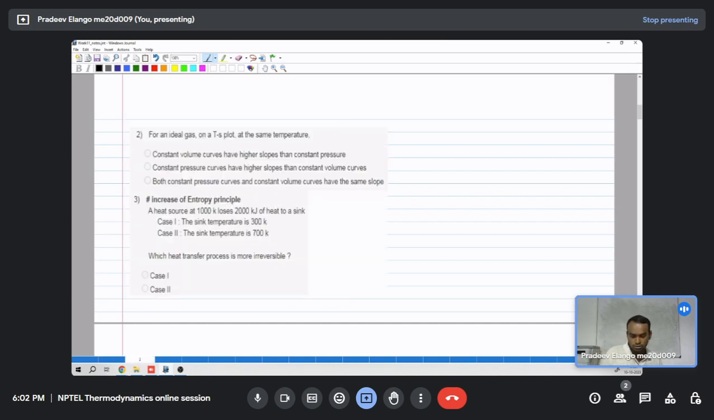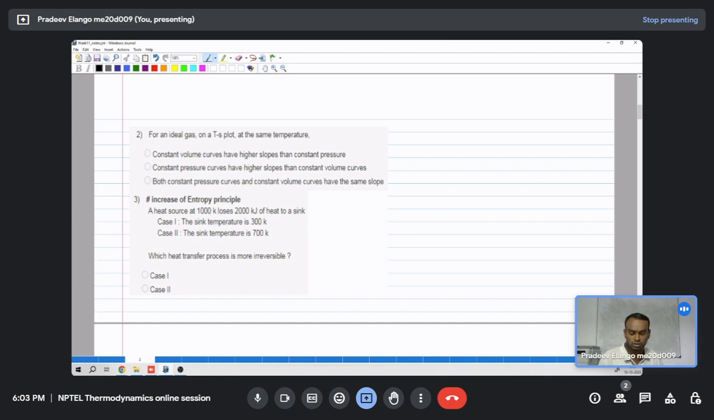For an ideal gas on a TS plot at the same temperature, which of the following is correct? Constant volume curves have higher slopes than constant pressure curves. Constant pressure curves have higher slopes than constant volume curves. Both constant pressure curves and constant volume curves have the same slope.